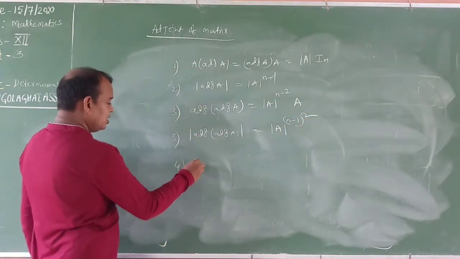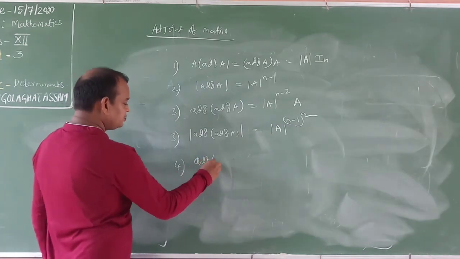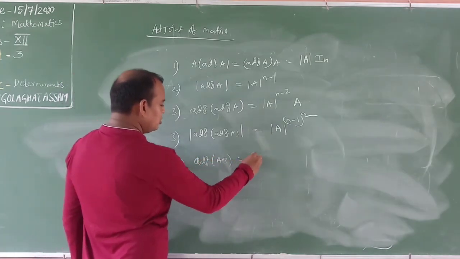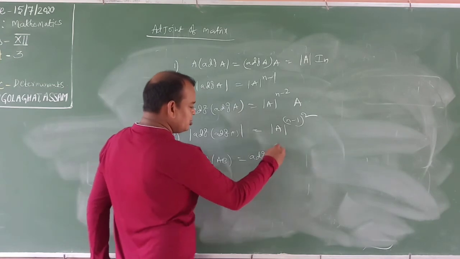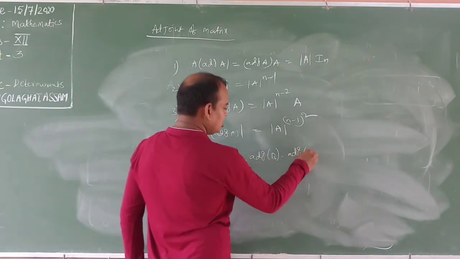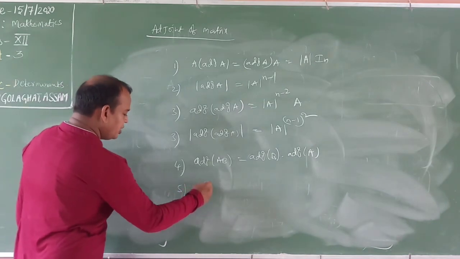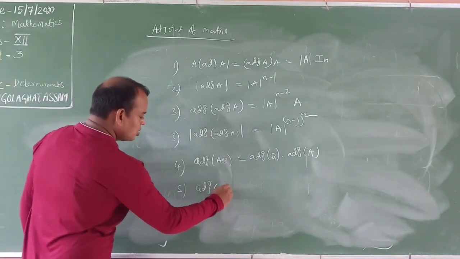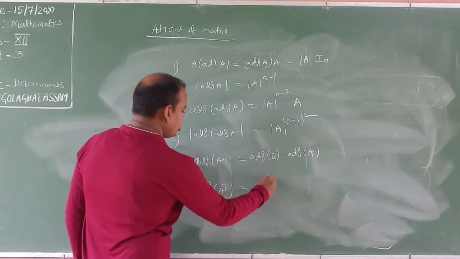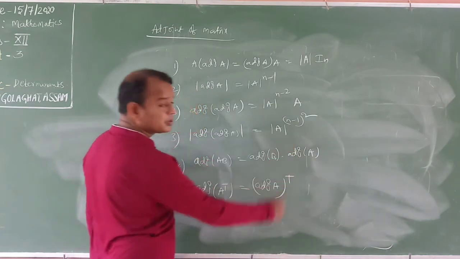Next, adjoint of AB is equal to adjoint of B into adjoint of A. Next, adjoint of A transpose is equal to adjoint of A whole transpose.